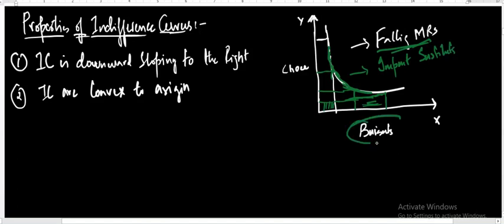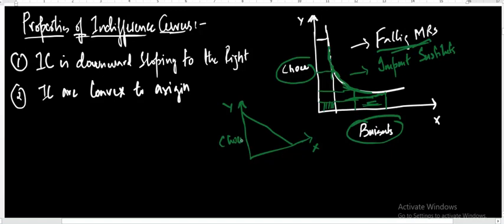Had these biscuits and the chocolates been perfect substitutes, then the indifference curve would have been a straight line. It is only because of the imperfect substitutability between the biscuits and the chocolates that we get an indifference curve that is always convex to the origin.